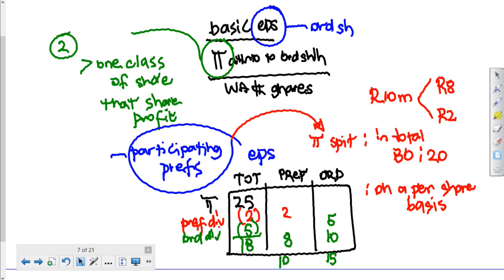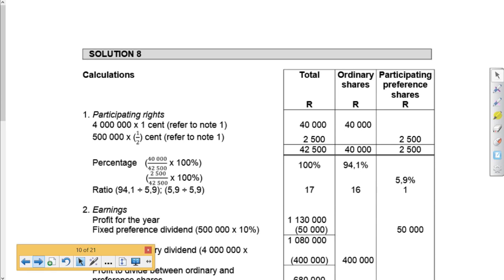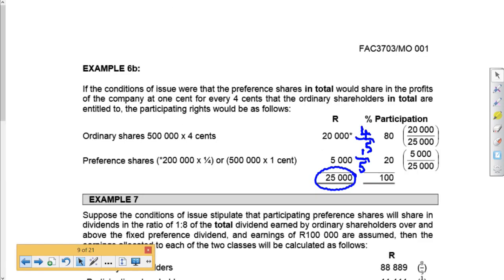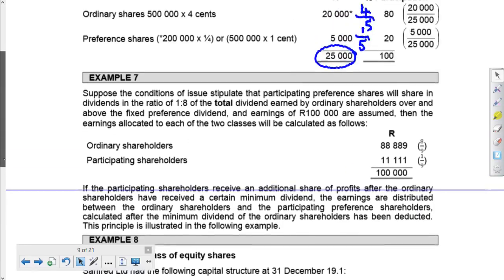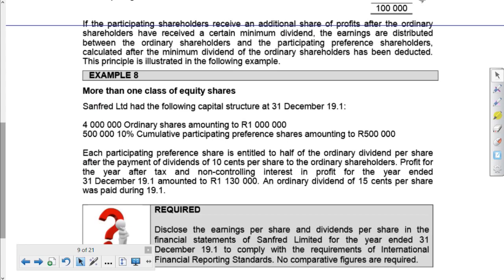So, you guys are going to look at example 7. I don't want you to look at the solution. The solution is a whole page long, but it has lots of things in there that you don't need. I don't want you to get confused right now. What I need you to do is, in a table, no, not 7, 8, start a table with the profit for the year of 1130. Then, based on the information you've been given, split that 1130 between the prefs and the ords.